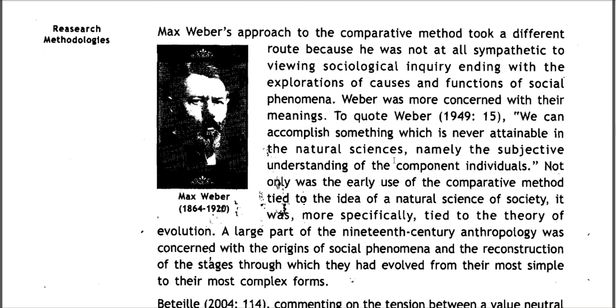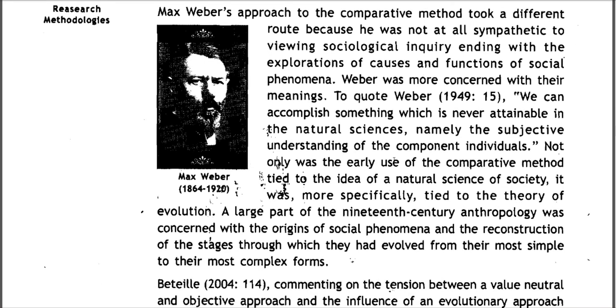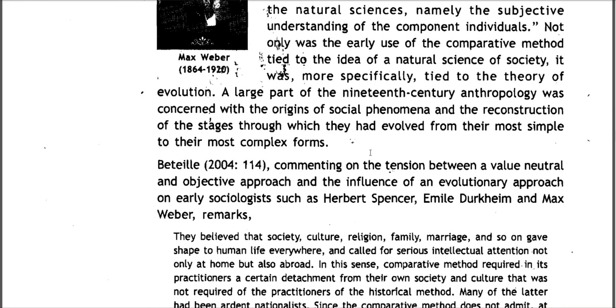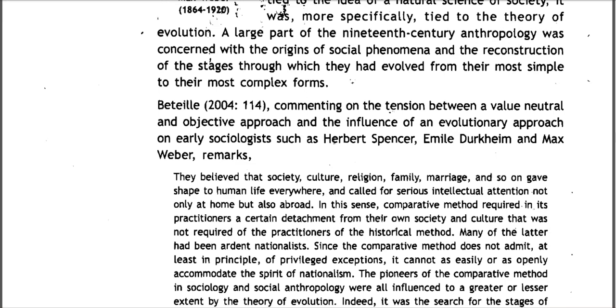Not only was the early use of the comparative method tied to the idea of a natural science of society, it was more specifically tied to the theory of evolution. A large part of 19th century anthropology was concerned with the origins of social phenomena and the reconstruction of the stages through which they had evolved from their most simple to their most complex forms.